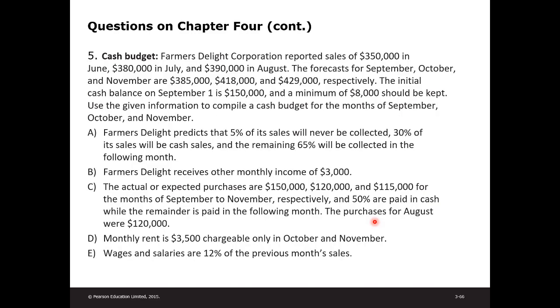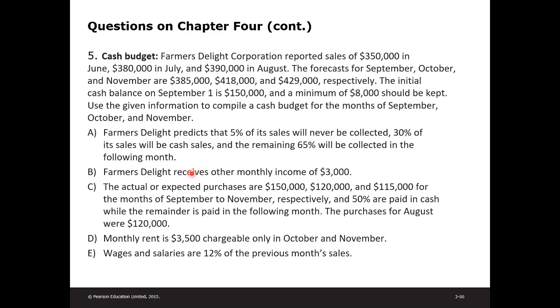Okay. Next question. Farmers Delight Corporation reported sales of 350,000 in June, 380 in July, 390 in August. The forecasts for September, October, November are 385, 418, and 429, respectively. The initial cash balance of September will be $150,000, and the minimum cash required is $8,000.